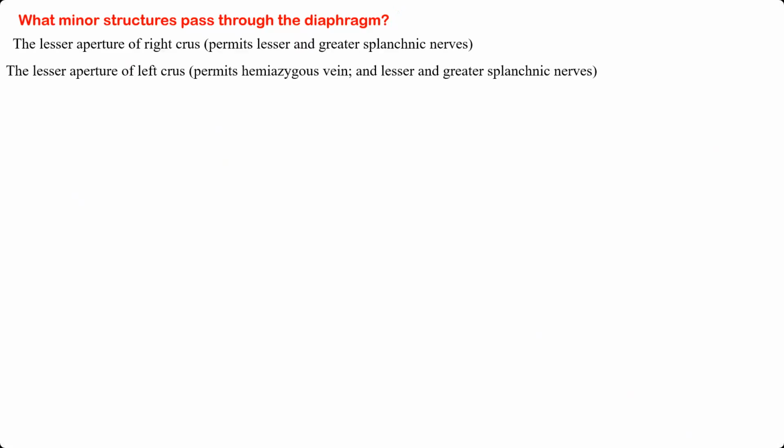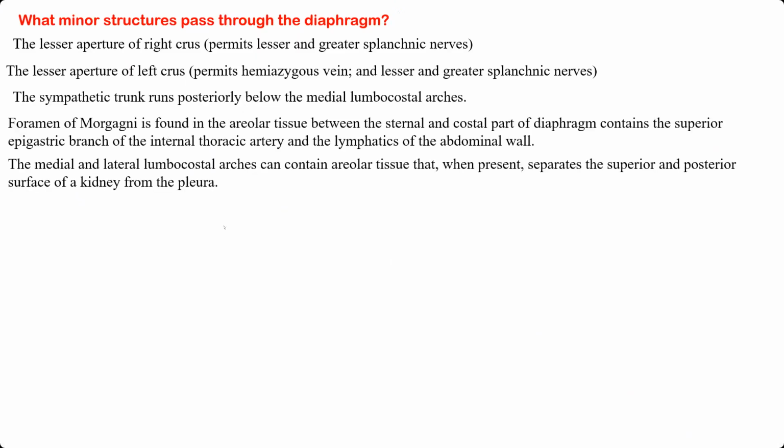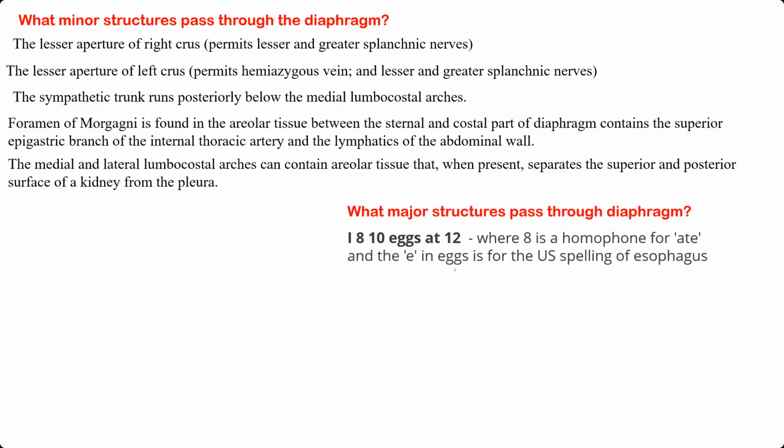Yes. So that's a lesser aperture which permits lesser and greater splanchnic nerves. These are all small structures which are going through. There is the hemiazygos vein and all those things. Sympathetic trunk and all those things which are there. But major structures are 3 structures: esophagus, aorta, and the IVC.